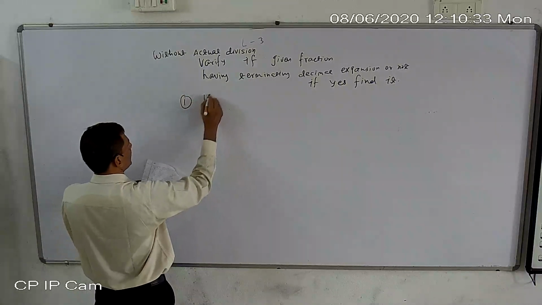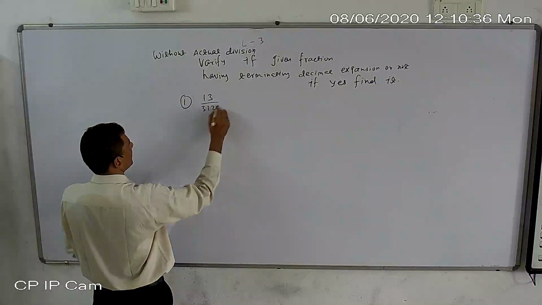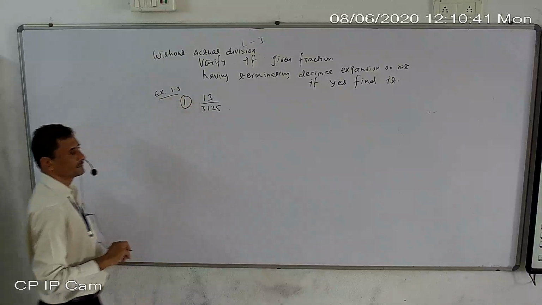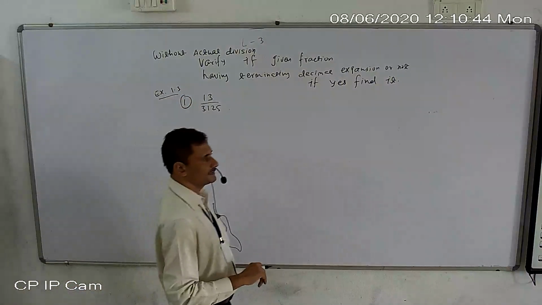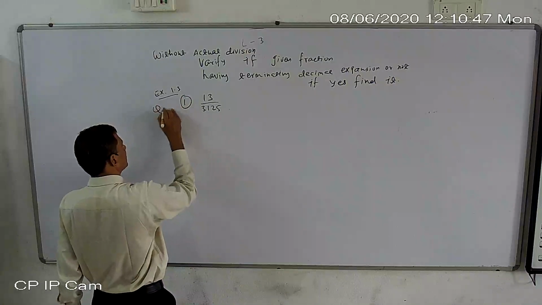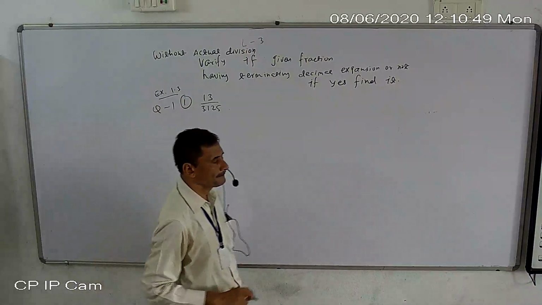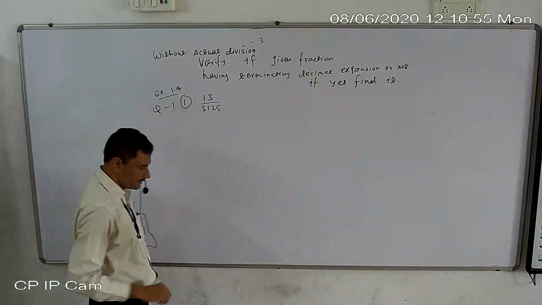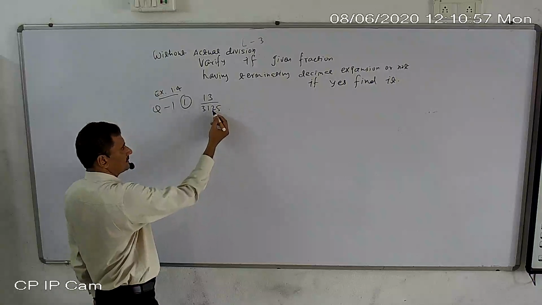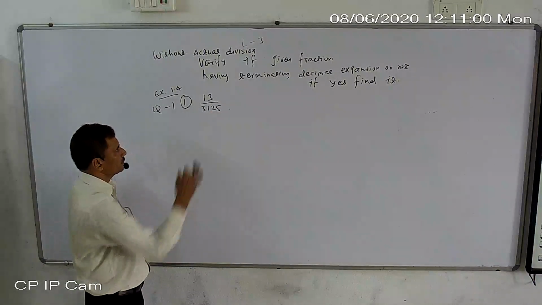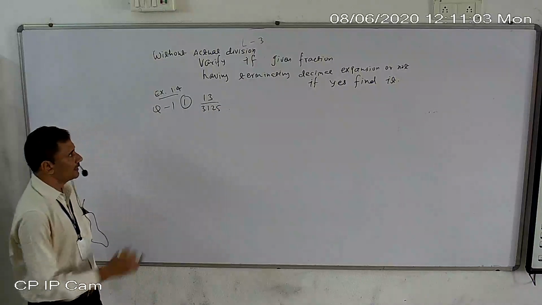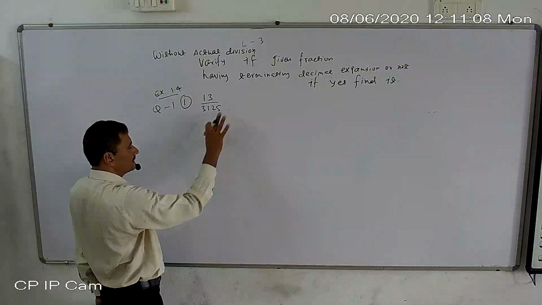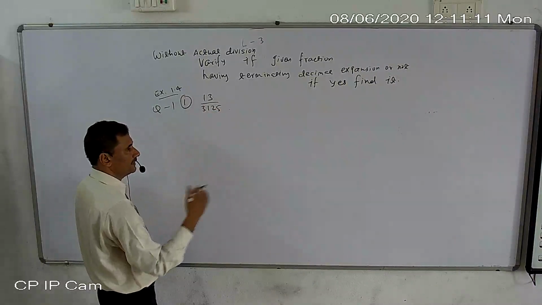question number 1, 13 upon 3125. Actually this is from exercise 1.4, the last exercise, main question number 1, sub question number 1. Now it is already in simplest fraction. Why? Because 13 is prime, so no further division is possible. If it is not, then convert it into simplest fraction. We are already given simplest form. Then what to do?